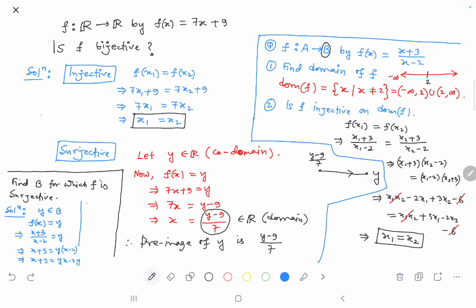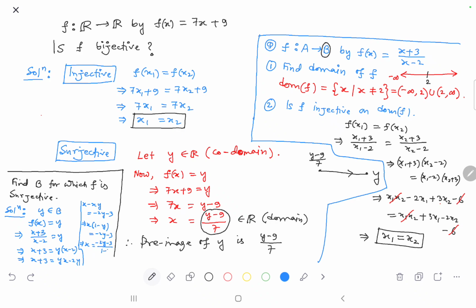Let me do it here. We solve for x. x minus xy equals minus 2y minus 3. So we get x times (1 minus y) equal to minus 2y minus 3. Is this step okay? I am taking time for this question, but if you understand this, you can solve the difficult questions.